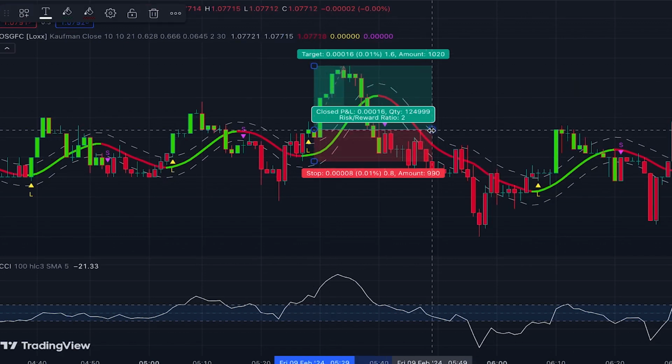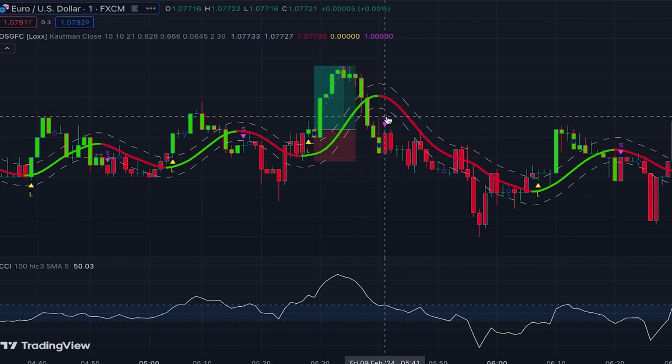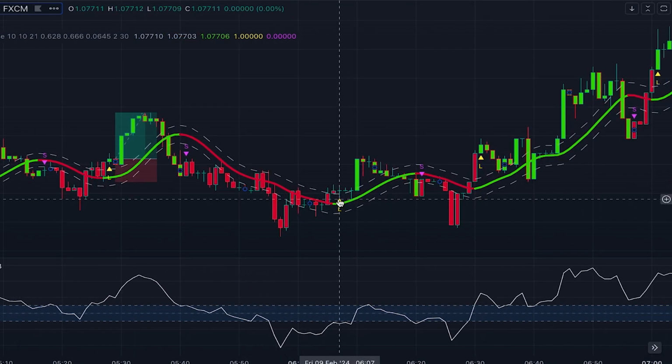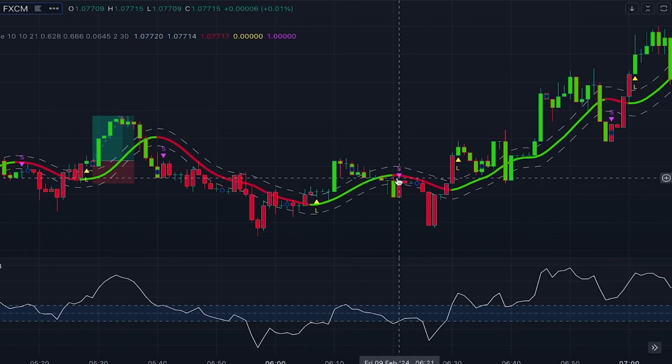After this trade, we had a short position signal here at this point. This is not confirmed by CCI because CCI is in the middle part. Moving on the chart here, we have a long position signal, but it's rejected because CCI is not above 50. For this short position signal here, it's also rejected because CCI is in the middle part.